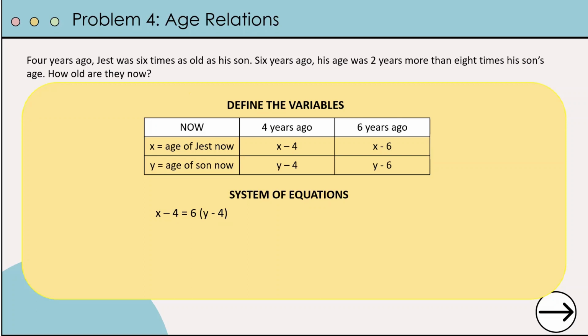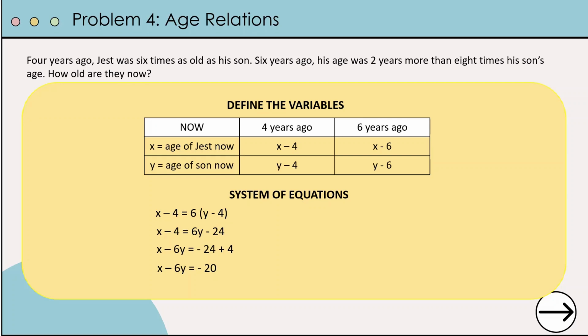We simplify it by distributing 6. So we get x minus 4 equals 6 times y equals 6y, and 6 times negative 4 is equal to negative 24. We put constants together and we put the terms with variables together. Therefore, on the left side we have x minus 6y, and on the right side of the equation we have negative 24 plus 4. We further simplify, we have x minus 6y equals negative 20. Therefore, the first equation is x minus 6y is equal to negative 20.